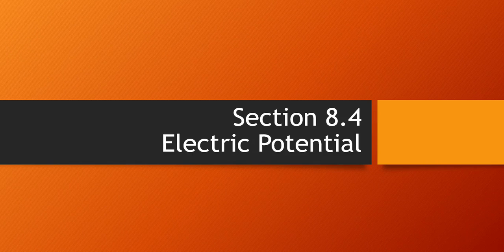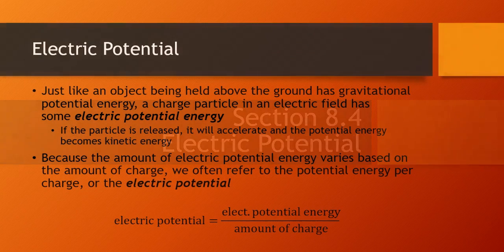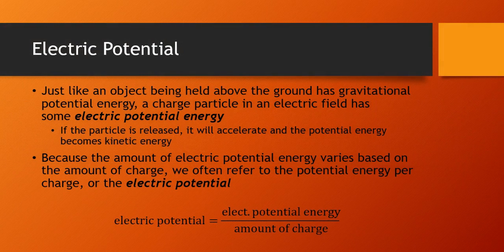Section 8.4, Electric Potential. Just like an object has energy in a gravitational field, if you hold something above the surface of the earth and you release it, it'll fall back to the ground. An object with a charge in an electric field has some amount of electric potential energy. If you release that particle in the electric field, it'll experience a force, it'll get pushed, and it'll move, and it'll have some amount of kinetic energy.